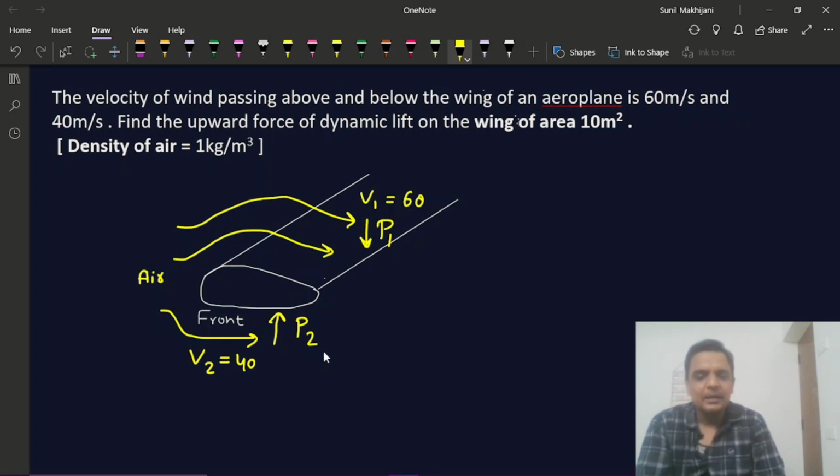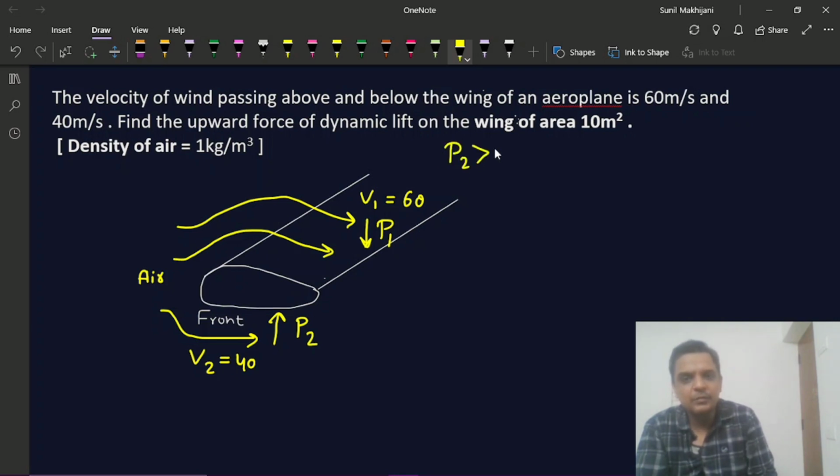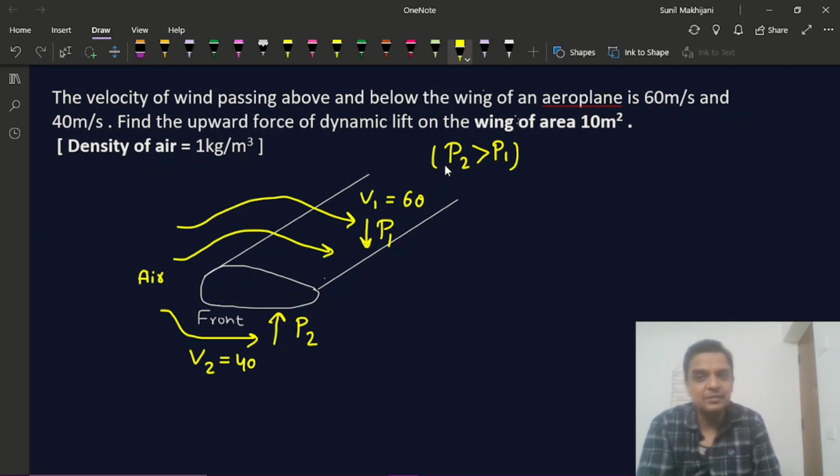Now, the design of the wings of an aeroplane is in such a way that the velocity above and below is different. The side where velocity is more, that side pressure is always less. It is as per Bernoulli's principle. So velocity on the upper side is more, that is 60, so pressure on the upper side would be less. P1 will be less than P2, in fact P2 will be greater than P1. The side where velocity is more, that side pressure would be less, based on Bernoulli's principle.